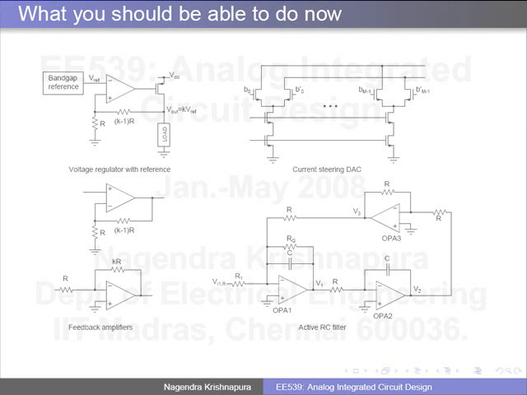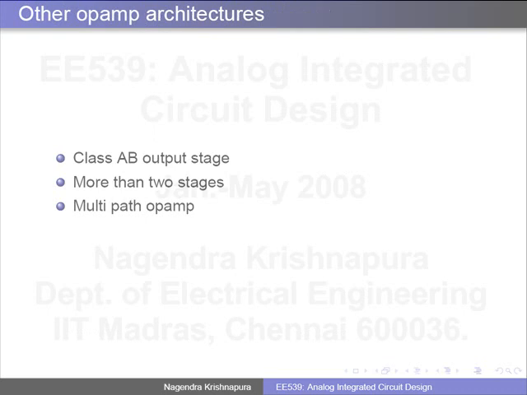So what next? Those of you who are interested in analog IC design can look at these things. These are also very useful opamps, which we didn't have time to cover in this class, but they are enhanced versions of what we have studied. Okay. So one of them is a class AB output stage, and you can have more than two stages. Why do I stop at two stages? Then you can have what is known as a multipath opamp, which is actually very interesting also.